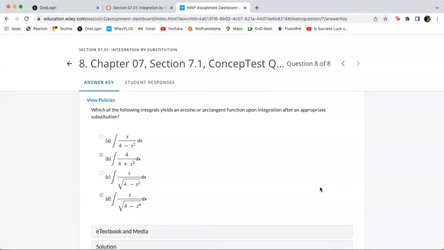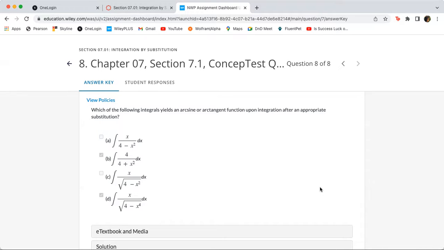Part C is like part A. We've got x over the square root of 4 minus x squared. The square root of 4 minus x squared is something that's going to make us think about arcsine. But we have the derivative of 4 minus x squared sitting in the numerator. So that tells us we're going to integrate this as a w to the negative 1/2 function, because the inside can be 4 minus x squared, and the derivative of the inside will be the x. Then in the last one, we've got x over the square root of 4 minus x to the 4th.